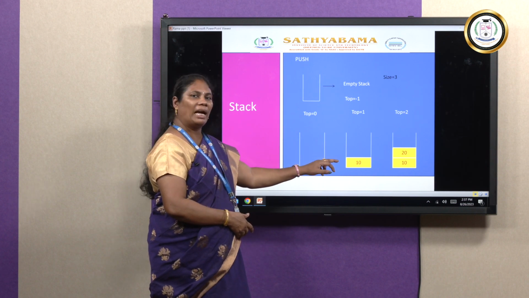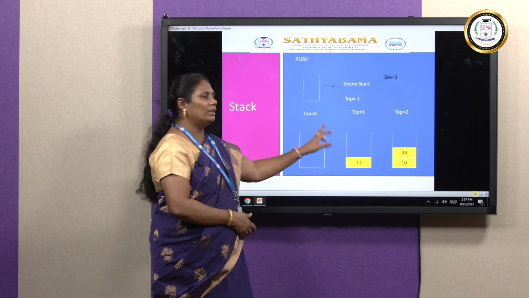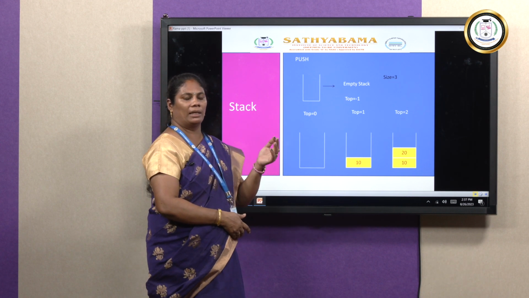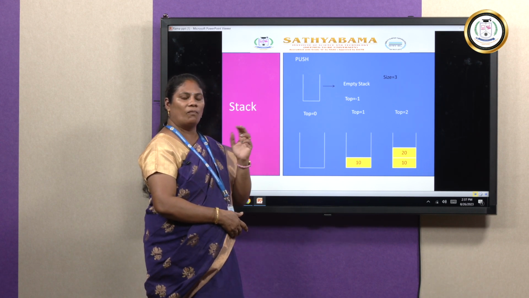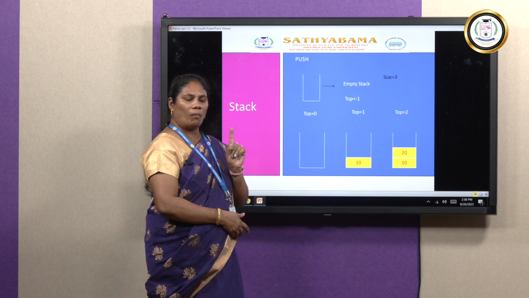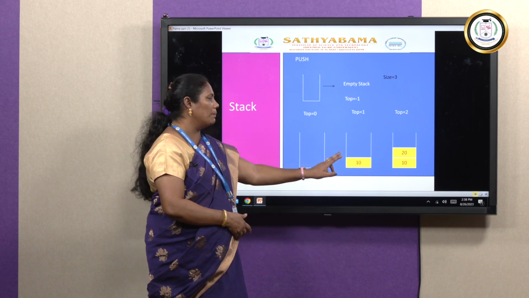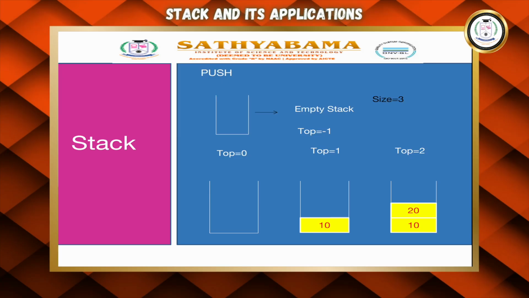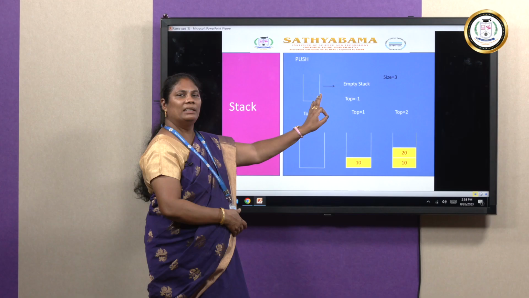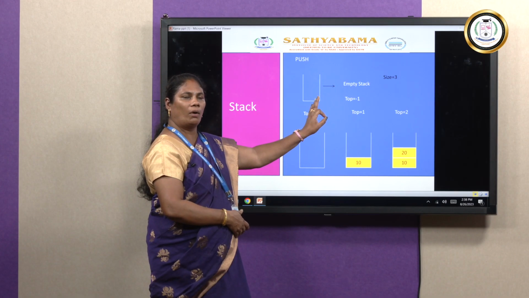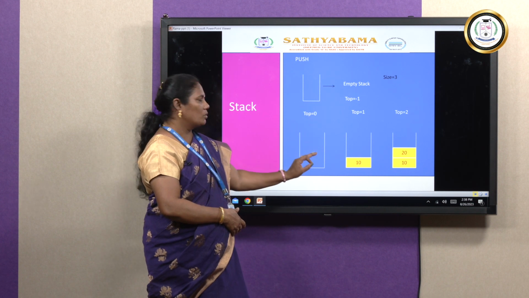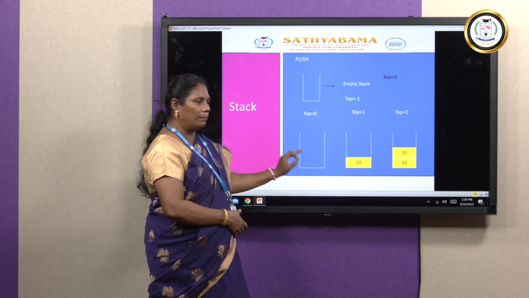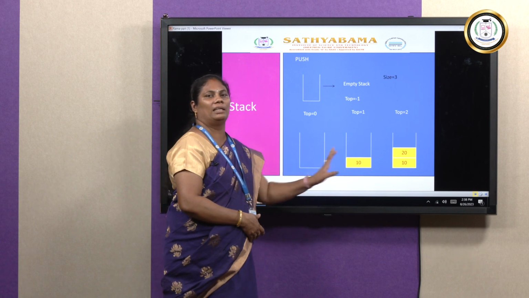When inserting elements one by one, the top value is incremented. Top value 1 means one element is inserted, then top value 2 means the second element is inserted. Likewise, if the size is 3, when you declare the size as 3, you can insert 3 elements of the array into the stack, starting when the stack is empty.